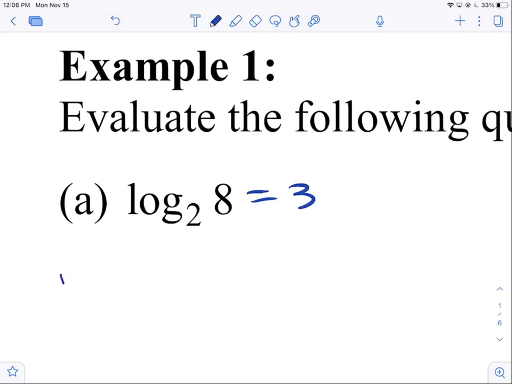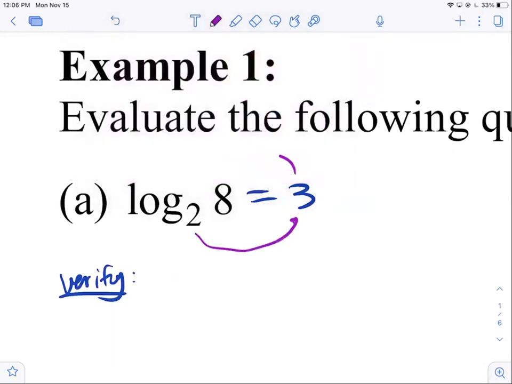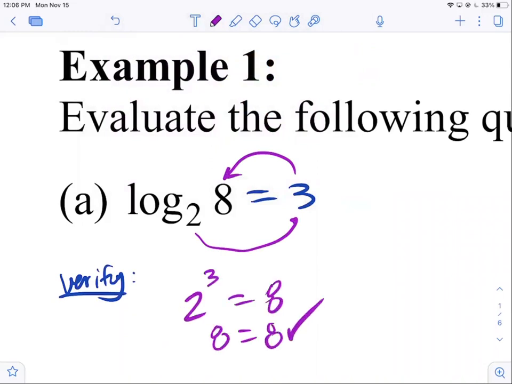Why? Because you could verify, right? You could verify by doing the around the world ditty that you like. Let's go on a short little trip. Field trip, everybody. 2 to the third equals 8. 8 equals 8. It sure does. Now, that's one way to do it.